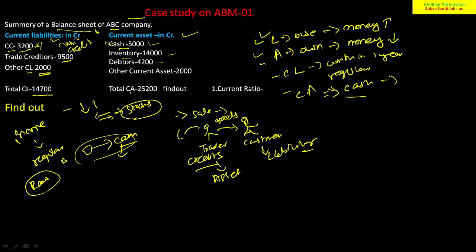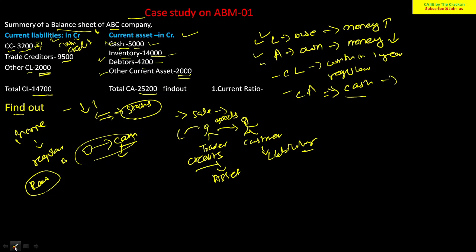Then debtors. If we have given some amount to some customers, then we need to get the money from the customers. So from those debtors, those customers, we can get some cash, some income. So this is also a current asset. Other current assets is 2000. So total 5000, 14,000, 42,000 and 2000. If we add, we are getting 25,200. So hopefully regarding all this data, everything is clear now. Now we are going to solve some questions on the basis of this, right.